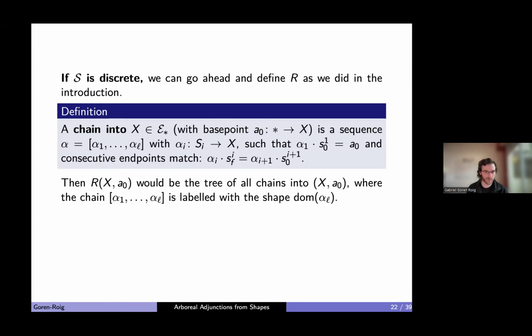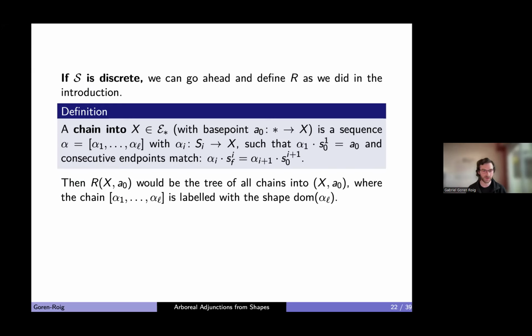Now we would be almost done with the general case, let's say, if we restrict to discrete choices of shapes. Because if we do that, then we can go ahead and define this R functor just like I showed you in the introduction.